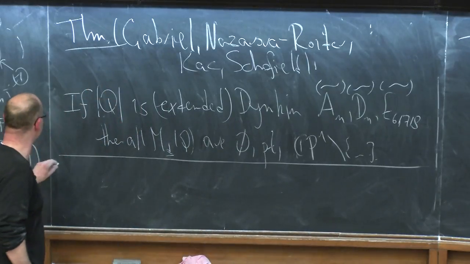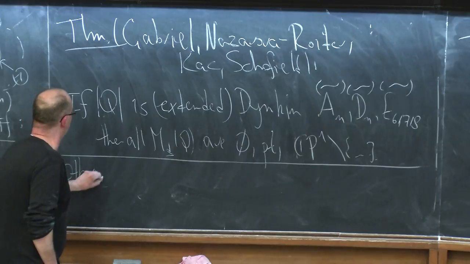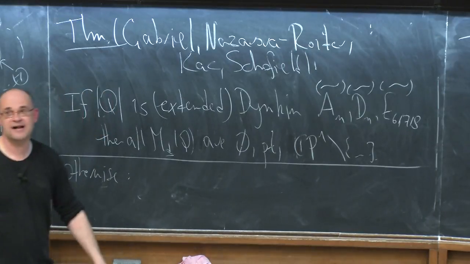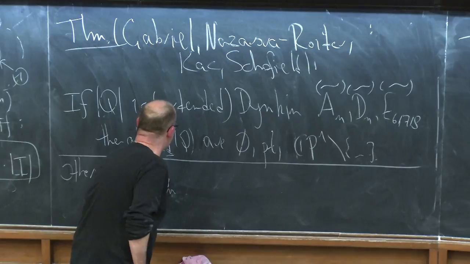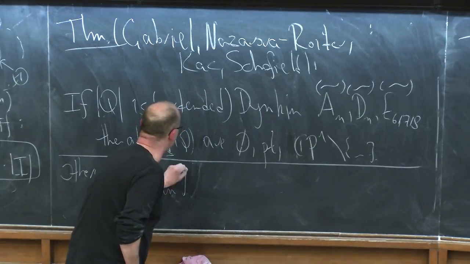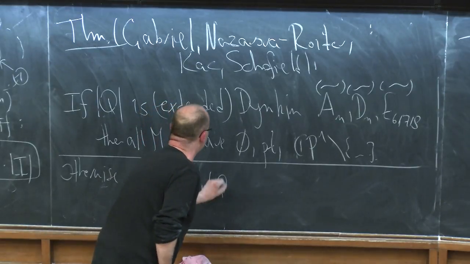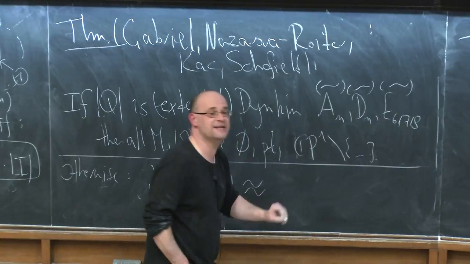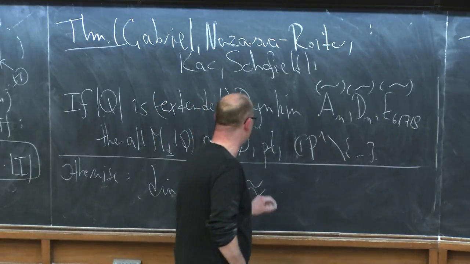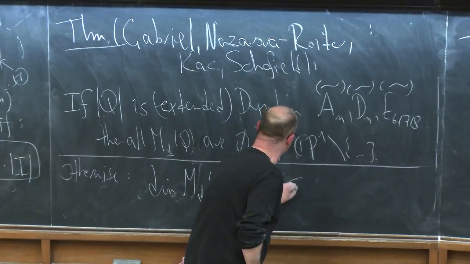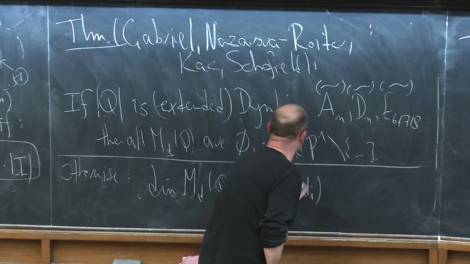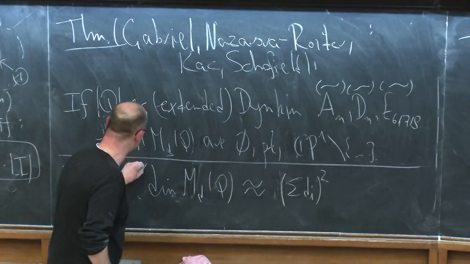In all other cases, it is as wild as possible, which you can see as follows. The dimension of the moduli space grows quadratically with the dimension type, the sum of d_i squared. Yeah, so that's only a rule of thumb.